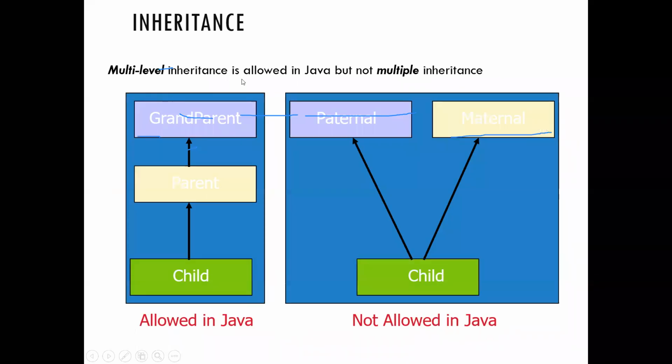Next is multi-level inheritance, which is allowed. This also I spoke about. This is multi-level, this is multiple. This is not allowed in Java. The right one is not allowed. Paternal, maternal, child. The first one, grandparent, this is allowed. Grandparent, parent can inherit from grandparent, child can inherit from parent. So multi-level is allowed, but multiple is not allowed.